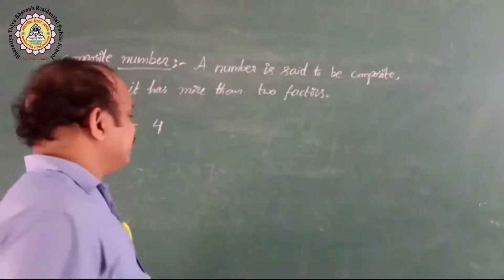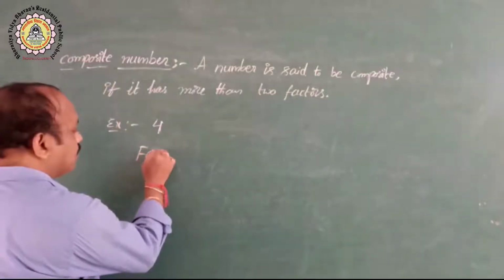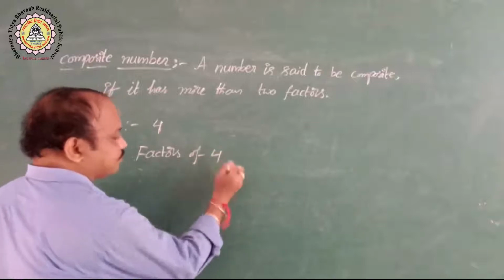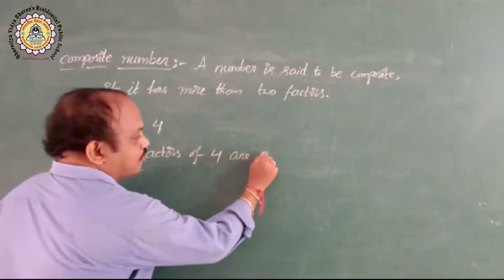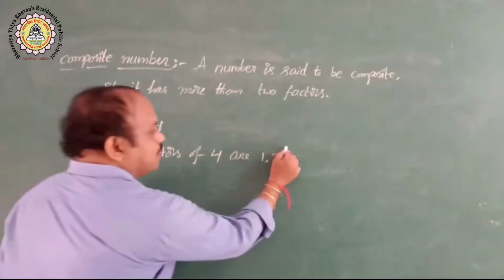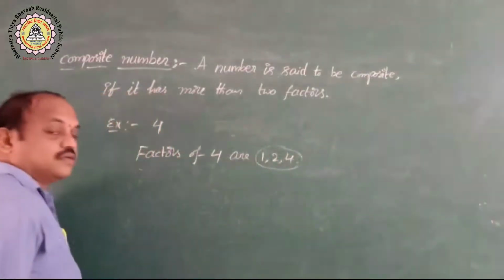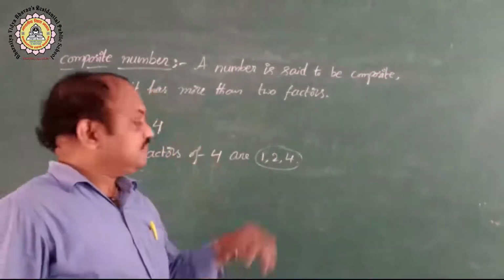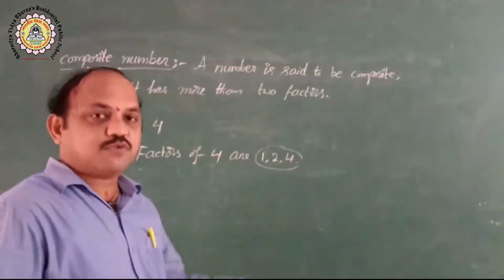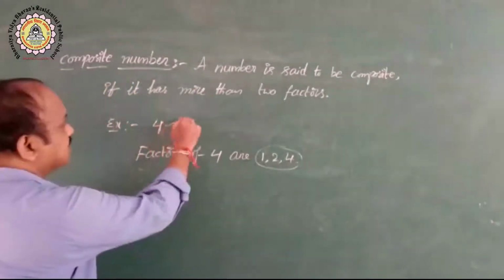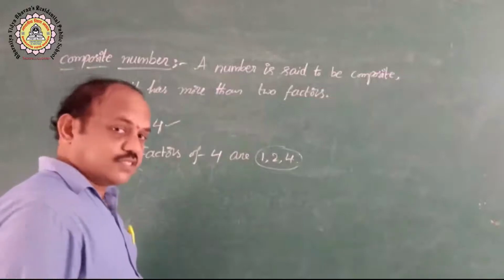That means factors of 4 are 1, 2 and 4. So how many factors we found here? These are 3 factors. 3 means what? More than 2. More than 2 factors. So that's why 4 is a composite number.